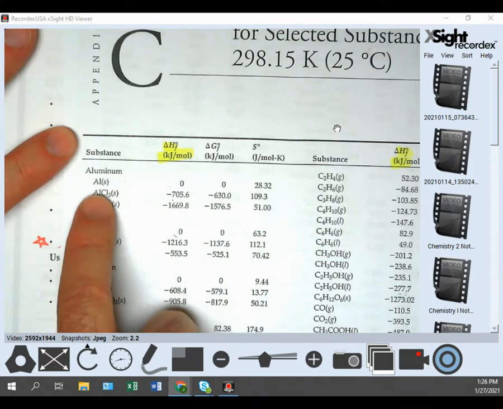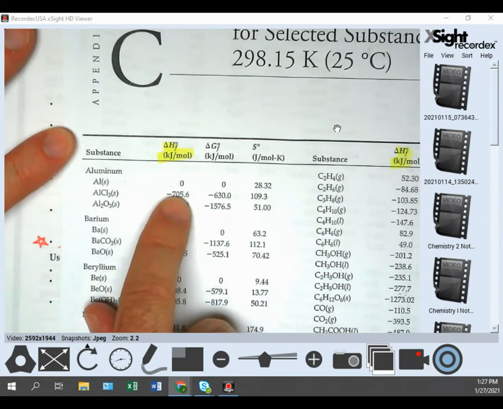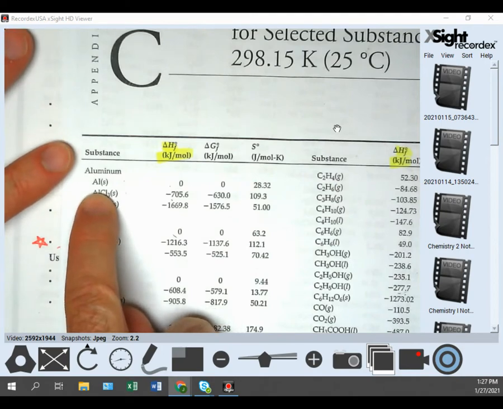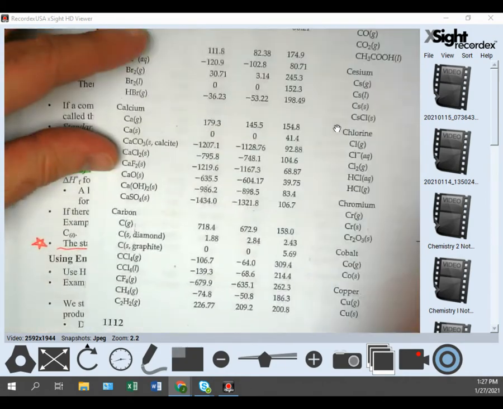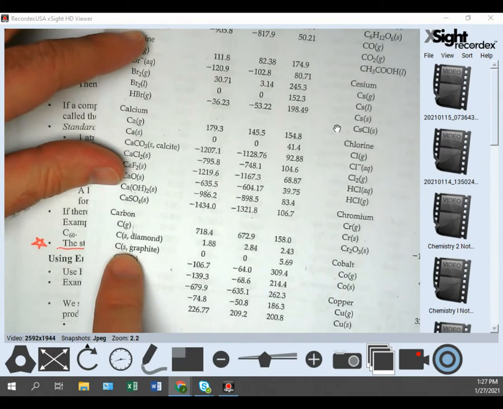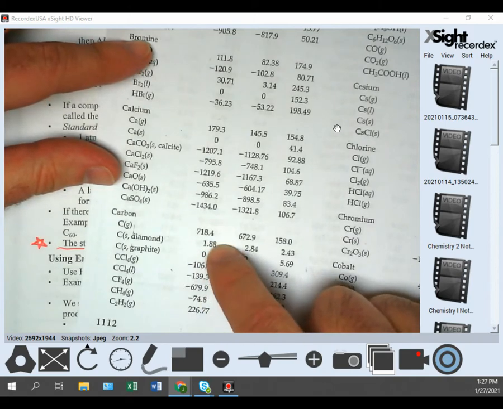Like look at the very first one, aluminum. Aluminum as a solid, 0. It's just itself. It doesn't take any energy to make aluminum from itself. It is already what it is. Now you can look at some other ones. Here's the carbon ones we were talking about. So you've got carbon as solid graphite, which is 0. And then carbon solid as diamond is 1.88. So you can see they're almost exactly the same, but not quite.